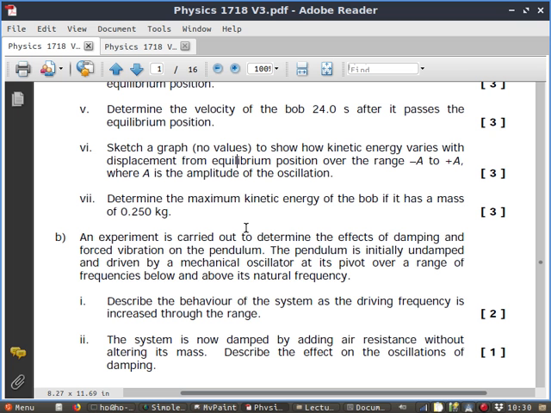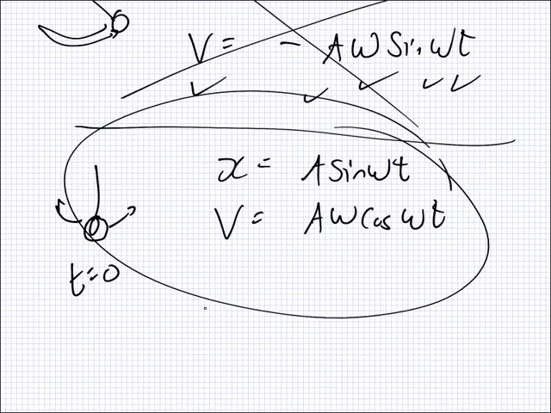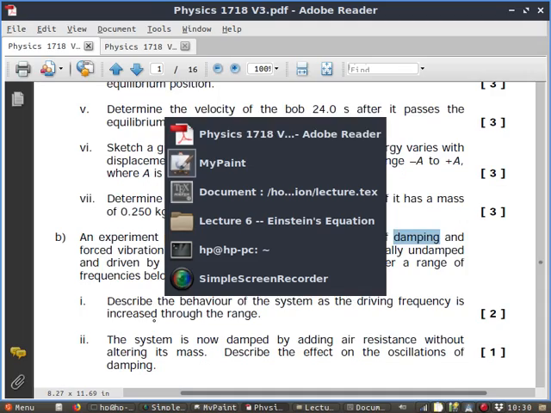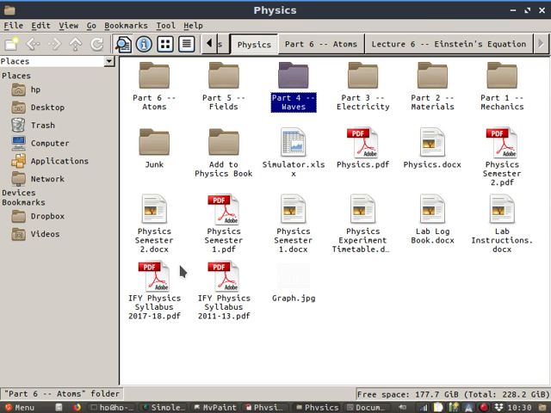An experiment is carried out to determine the effects of damping. Do you remember damping? Yeah, good. The pendulum is initially undamped. Describe the behavior of the system as the driving frequency is increased through the range. Okay, we did this graph. I don't know if you remember it. Maybe I need to show it to you to help you remember.